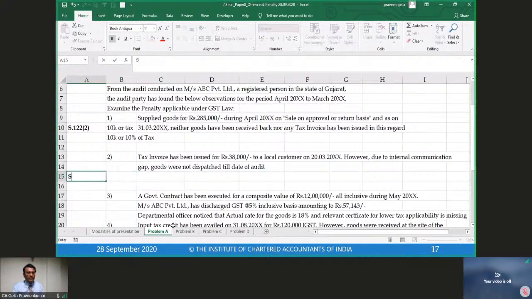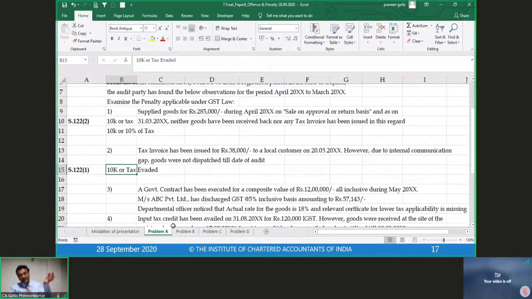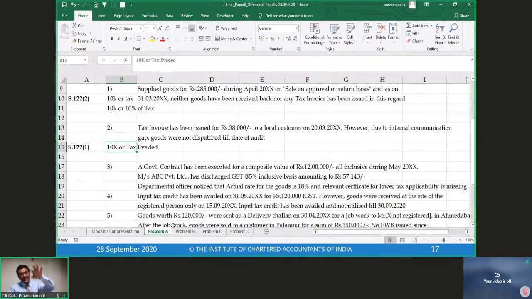Now here, I'll invoke section 122.1, where I'll say 10,000 or tax evaded. Here, there is no tax evaded. So my penalty under section 122, subsection 1, is 10,000, which is applicable for this particular transaction. Why? I have raised a tax invoice without supplying the goods. Is it an offense? The answer is yes, definitely it is an offense. Now, bucket 1, 2, 3, 4, procedural. I have raised a tax invoice without supplying goods. Again, intention to evade, etc.